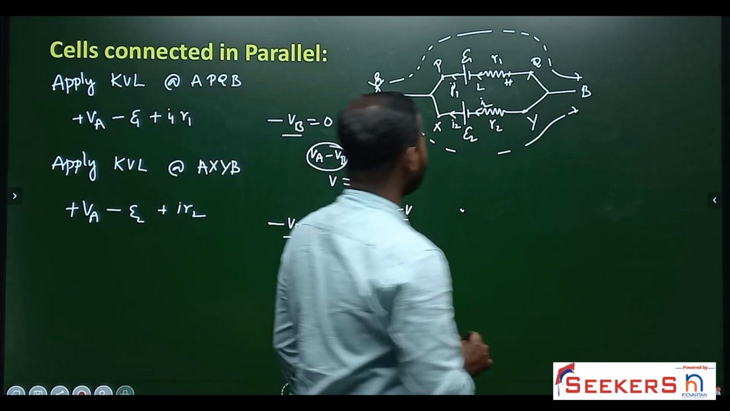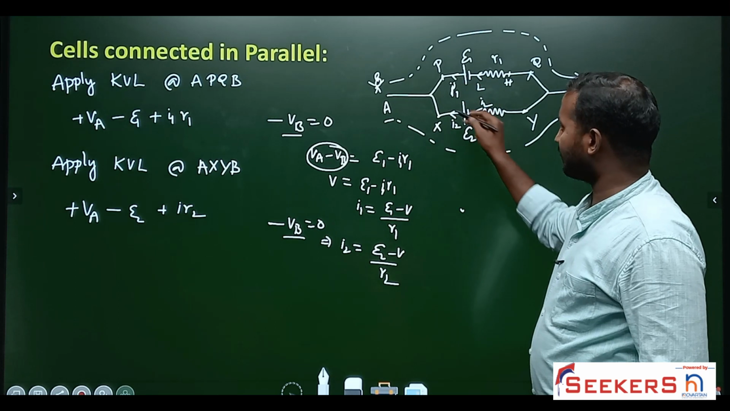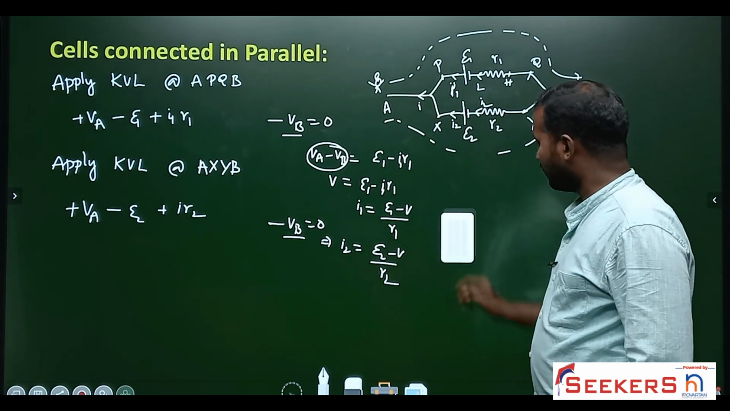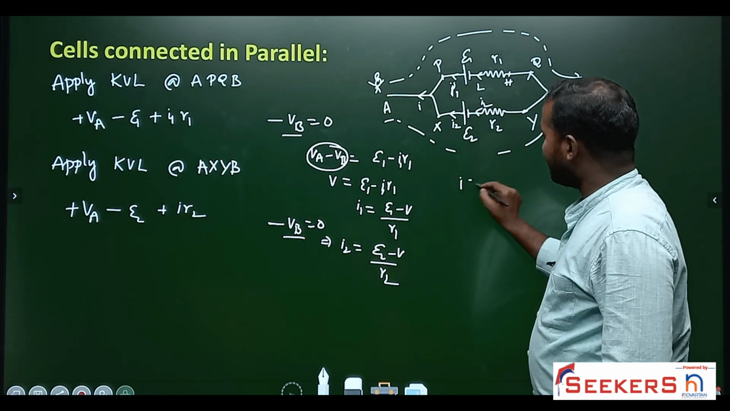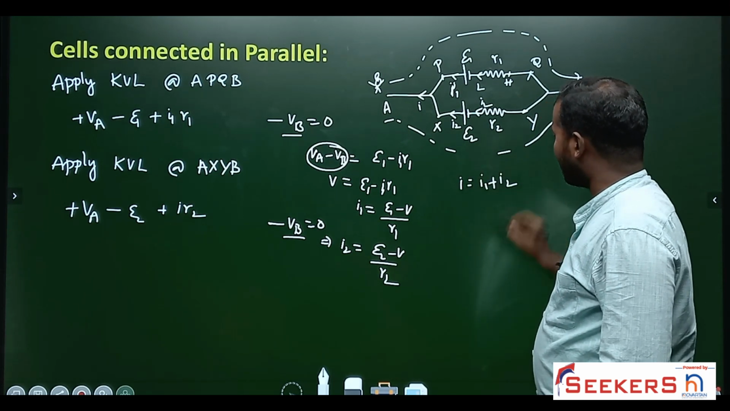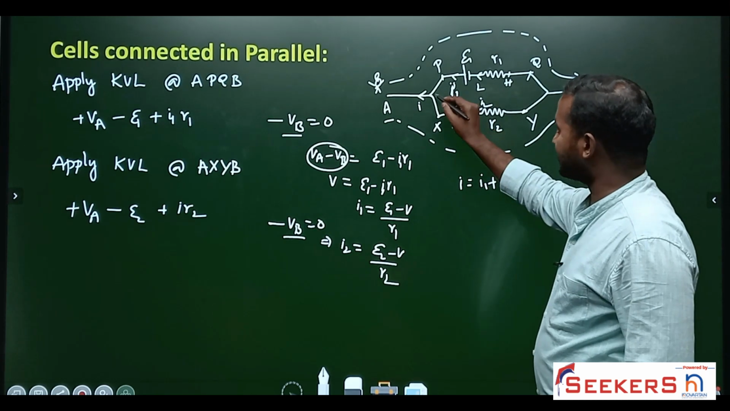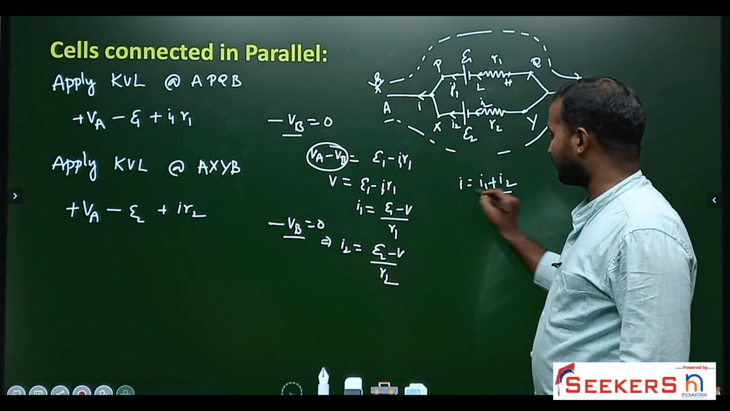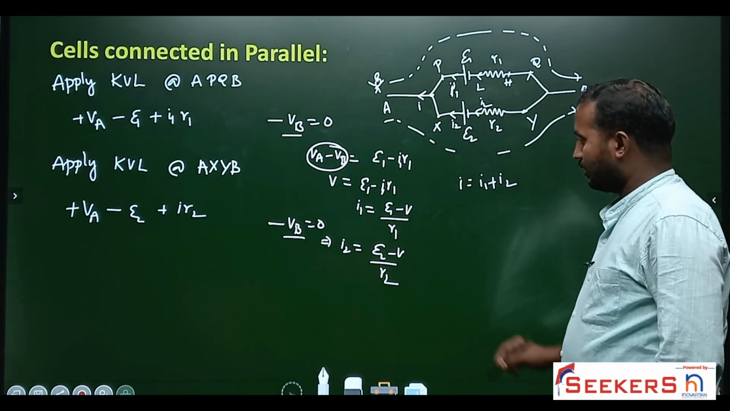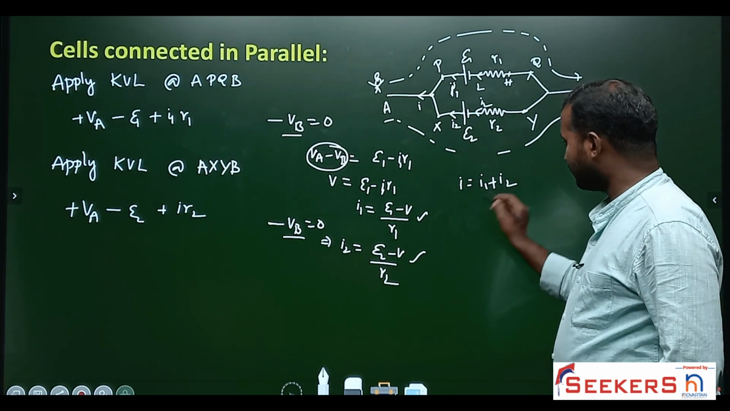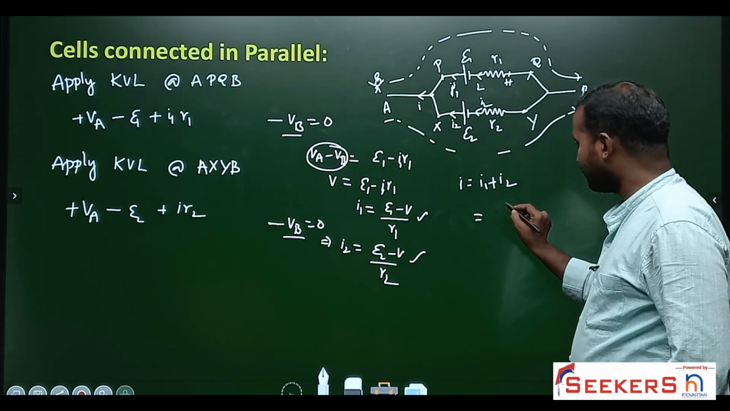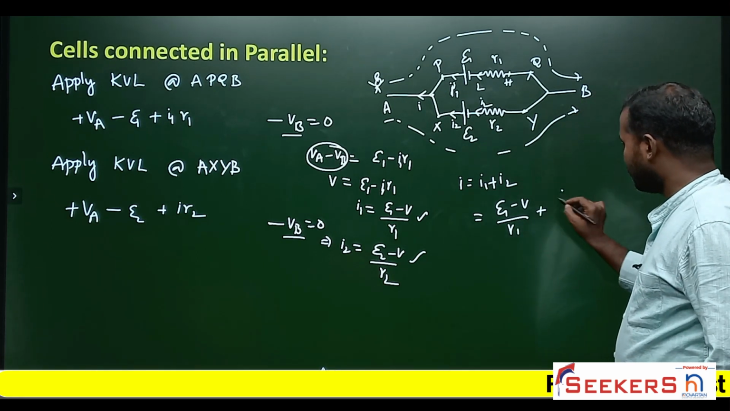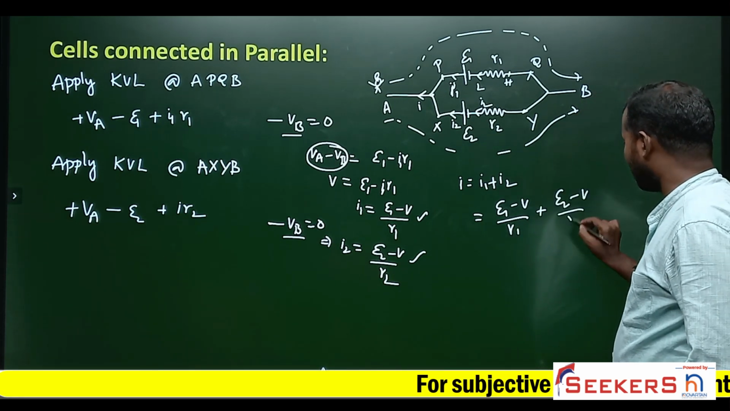Now you know one thing for sure, here I1 is the current coming here, I2 is the current coming here. Can I say it is current I? Yes, I can say. Now I is equal to I1 plus I2. That means at this junction these two are incoming currents, I1 plus I2, and that's equal to outgoing current I. So here let us substitute I1 and I2 in this equation. What is I1 here? (E1 minus V) by R1. What is I2? (E2 minus V) by R2.